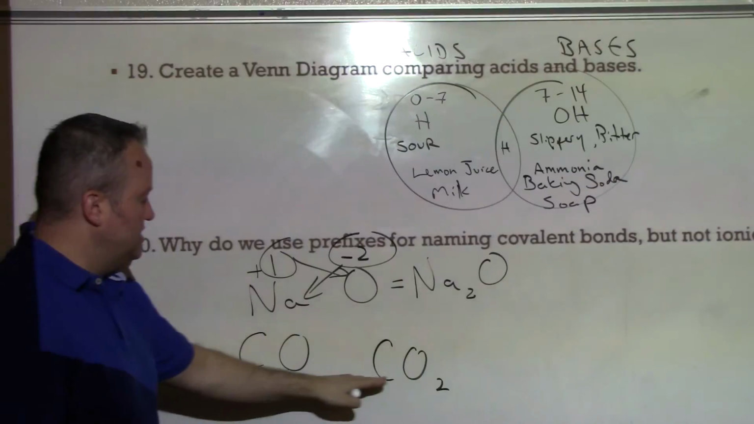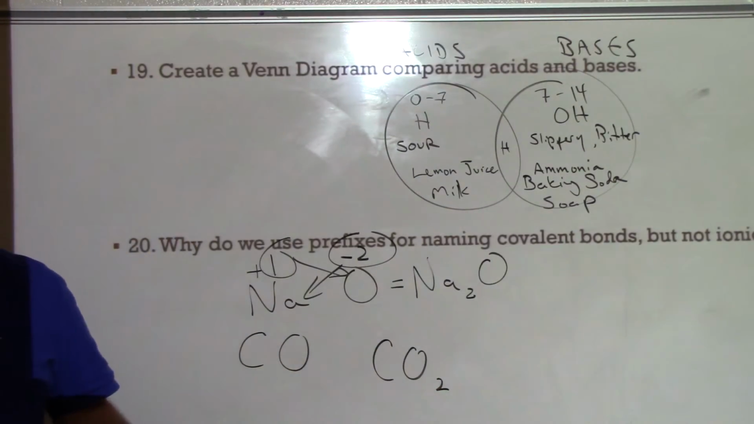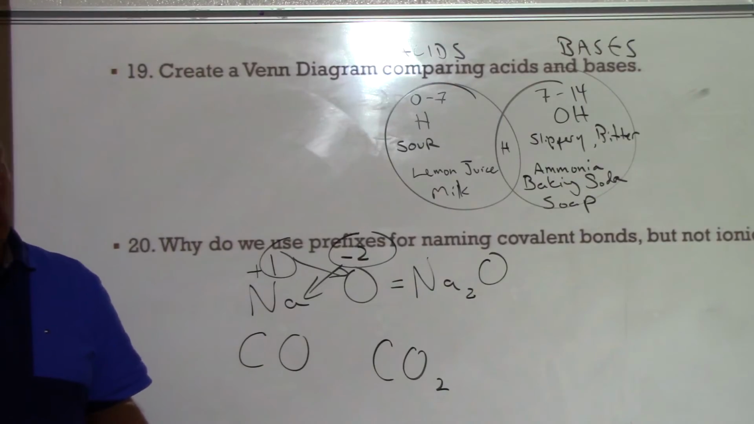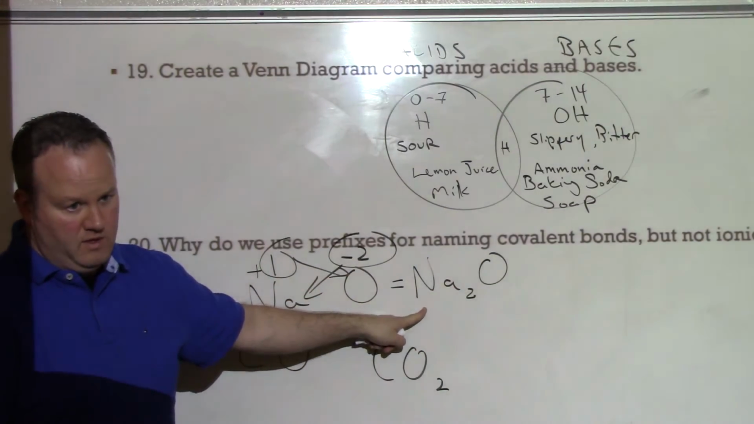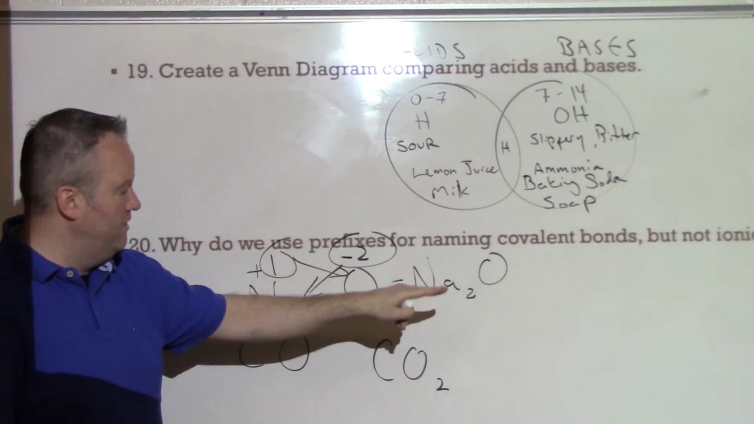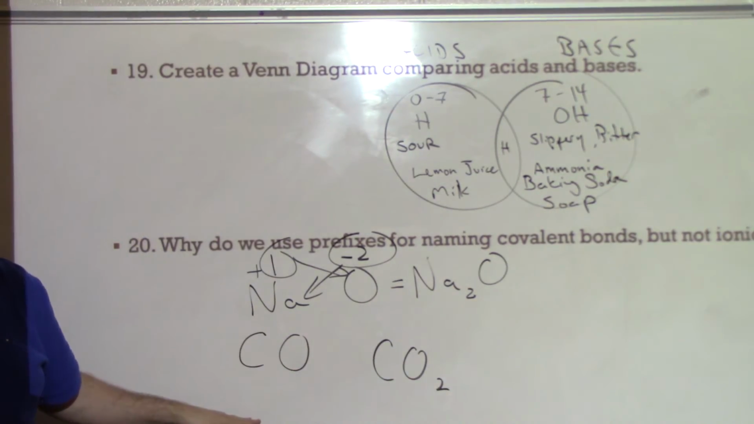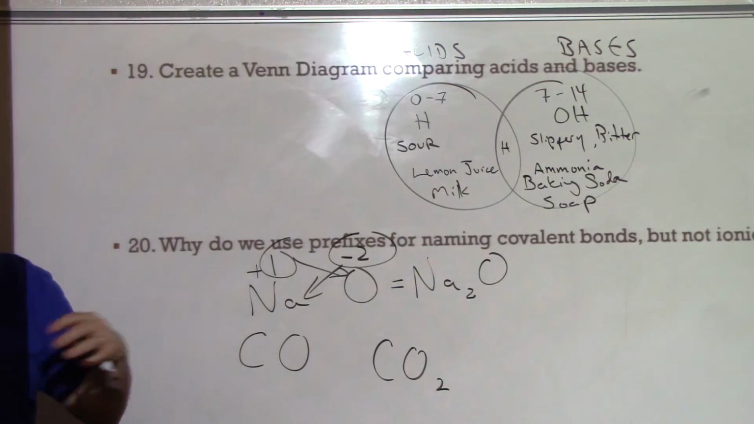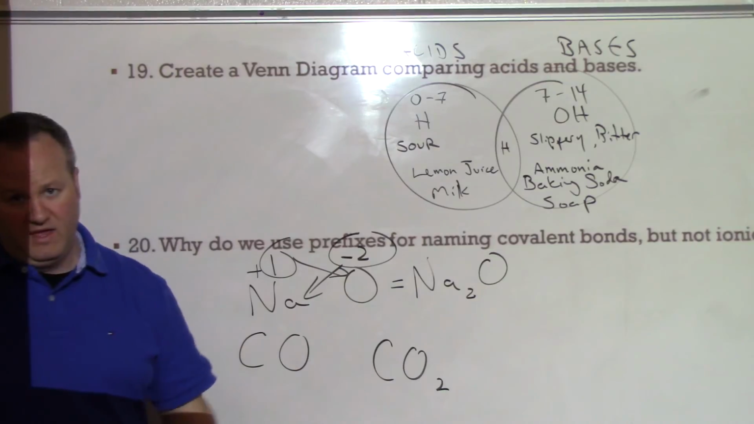So because we can actually have carbon monoxide and carbon dioxide, that's why we use prefixes for covalent bonds. We don't have to use them for ionic because that is the only way that ionic bond can form. I cannot have any other formula for sodium oxide. I can have different formulas for nonmetals that bond with each other, but when a metal bonds with a nonmetal, that's the only way they can come together.